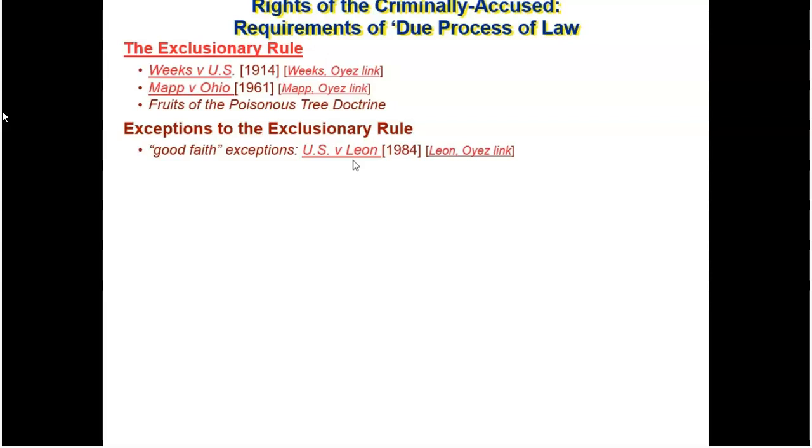But then 1984 marks a clear turning point. By this time, you have a majority of the court which is either Nixon or Reagan nominees, right? And there begins to be a pretty noticeable conservative tilt in the court's decisions. And the first of these came in U.S. versus Leon. Now, I reported that to you a little bit inaccurately last time.